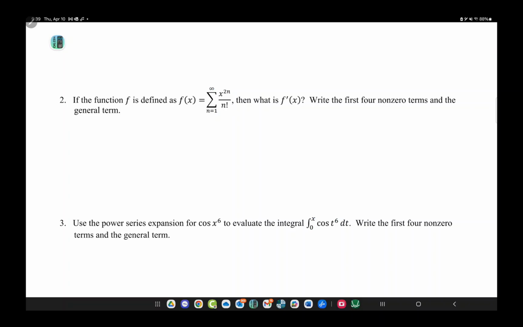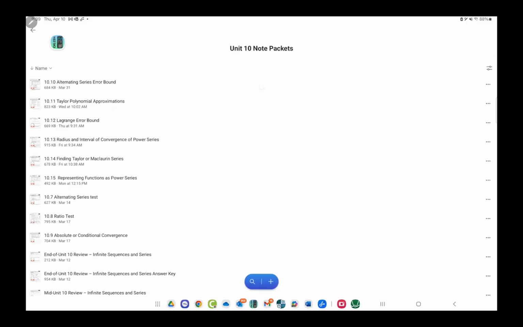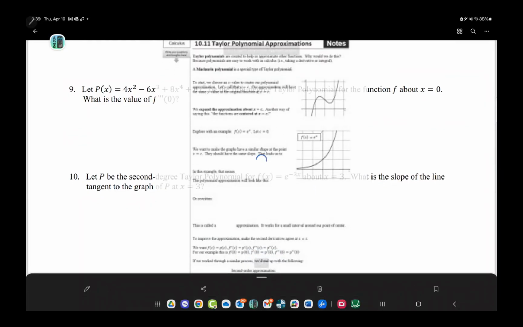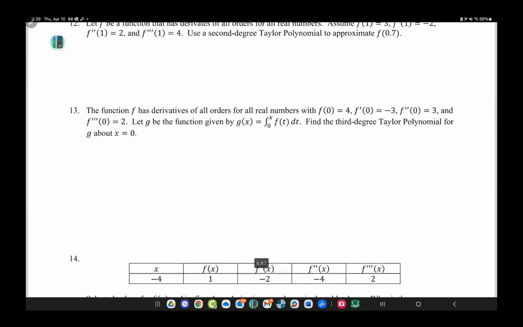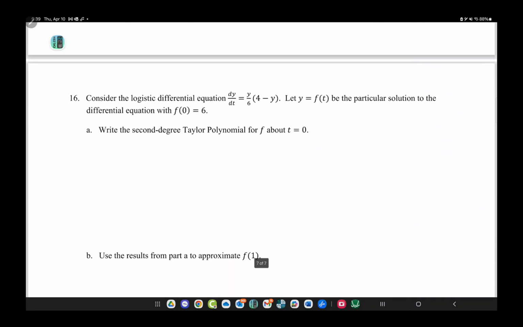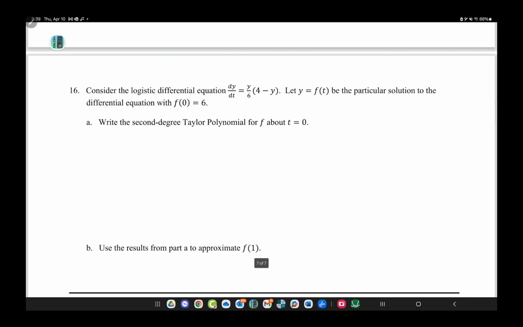Now, for the free response, go back to 10, 11. Now, this was funny because you guys actually asked me about this one. Number 16. What kind of function is this? Differential equation. There you go.